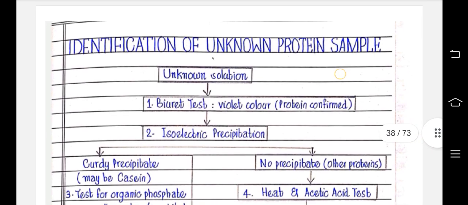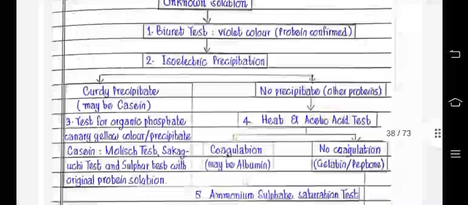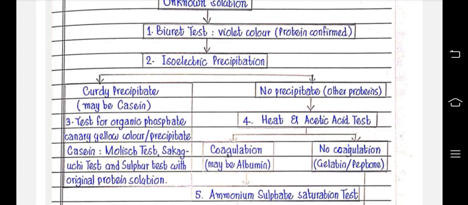Identification of unknown protein sample. First we will be taking that unknown solution. Then Biuret test is performed. Violet color, protein confirmed. Then isoelectric precipitation. Curdy precipitate may be casein. Test for organic phosphate, canary yellow color precipitate, casein.